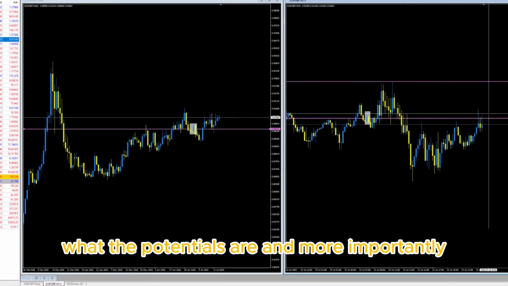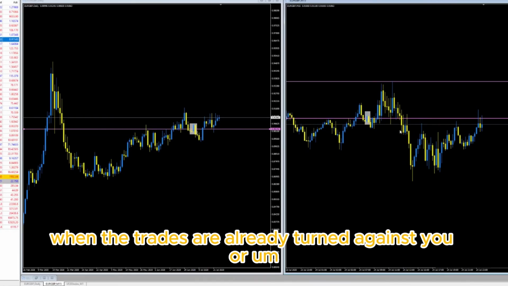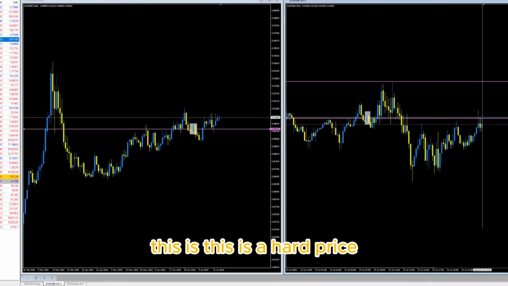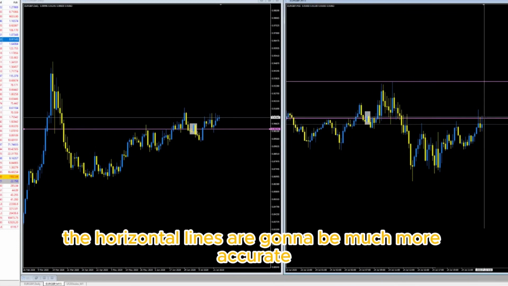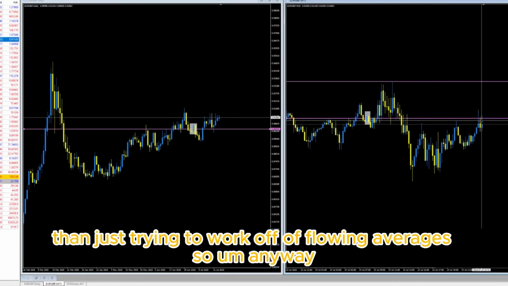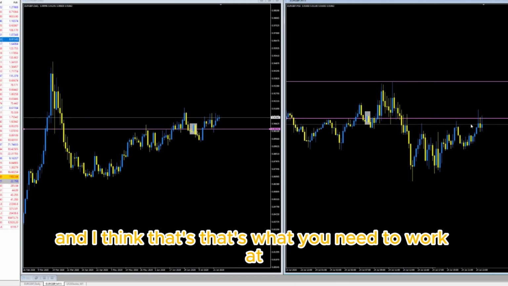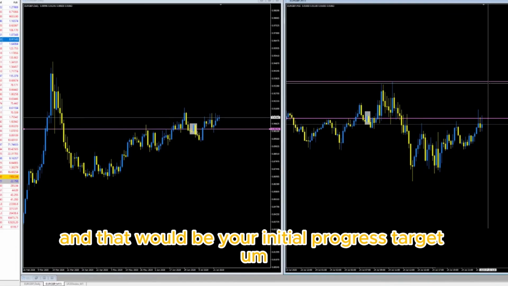And more importantly, instead of using moving averages and all the other indicators that lag when the trade has already turned against you or is not going your way, this is a defined price level here. This is a hard price. The horizontal lines are going to be much more accurate than just trying to work off of flowing averages. So, anyway, that would be Euro Pound, and I think that's what you need to work at, and that's your sensitive price level, and that would be your initial progress target.